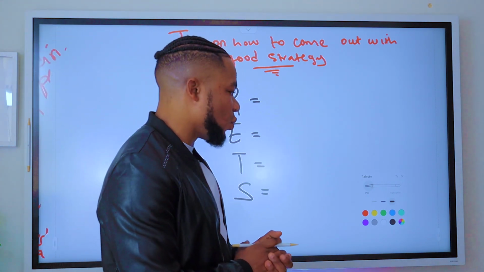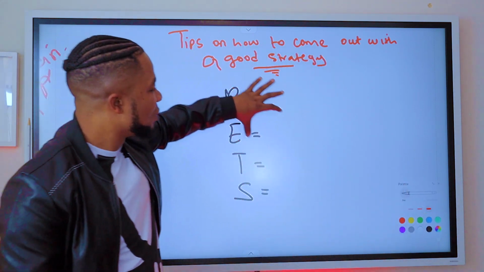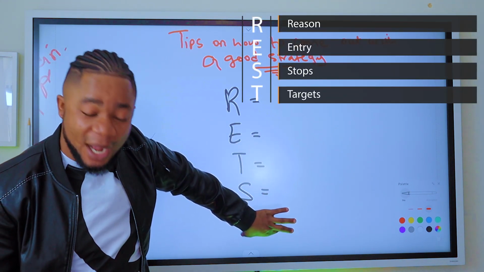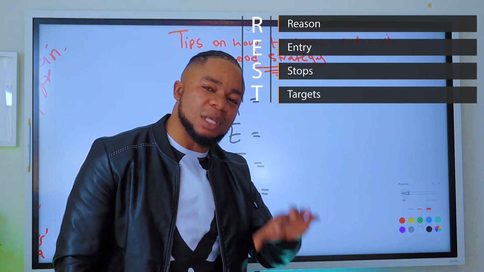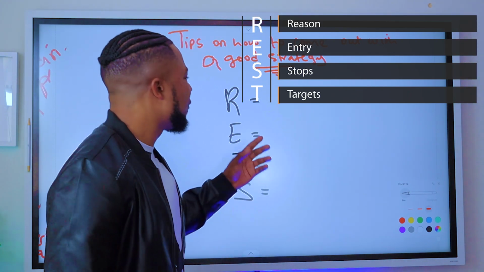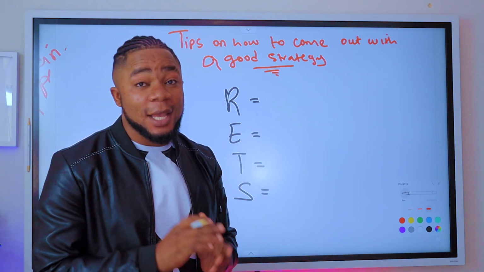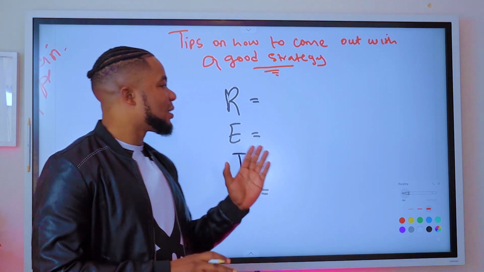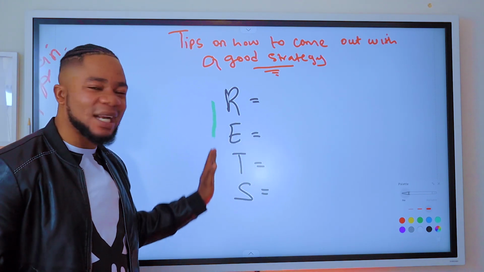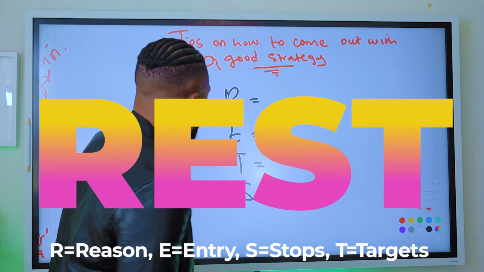Because if you are able to understand this, trust me, if you are able to put these 4 factors into any trading strategy you have, that trading strategy will be a profitable one. So stick with me, please, and pay attention to this. For you to have any profitable and any solid trading strategy, your trading strategy must have these 4 things, which is known as REST. R-E-S-T.